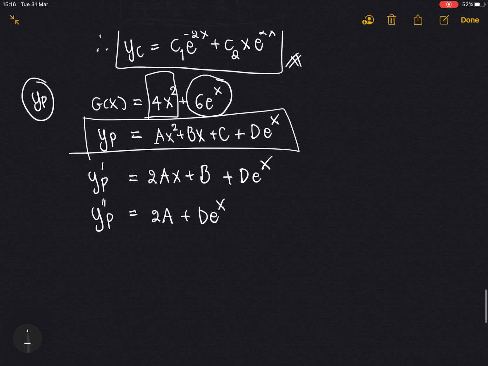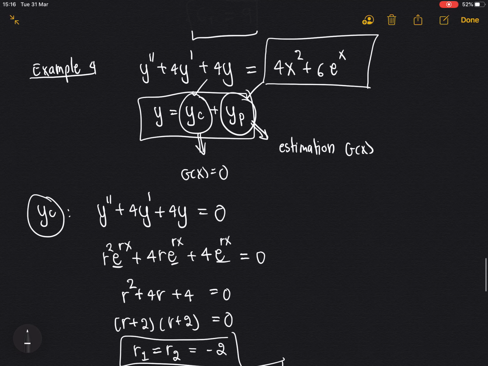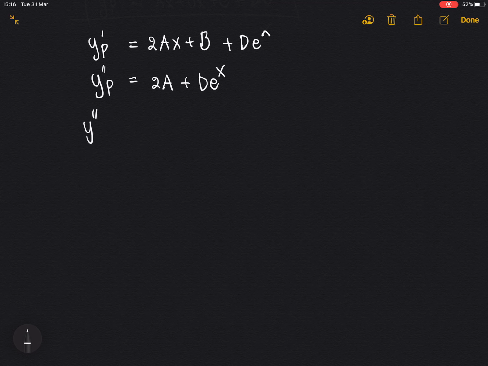Okay, so next steps. You have to go back to the equation, right? So the equation gives you that y double prime plus 4y prime plus 4y is equivalent to that gx term. So in this case, you have to substitute the yp double prime and yp prime back into this function. Okay, therefore, let me repeat the equation for you first. Plus 4y equivalent to 4x squared plus 6 e to the power of x.